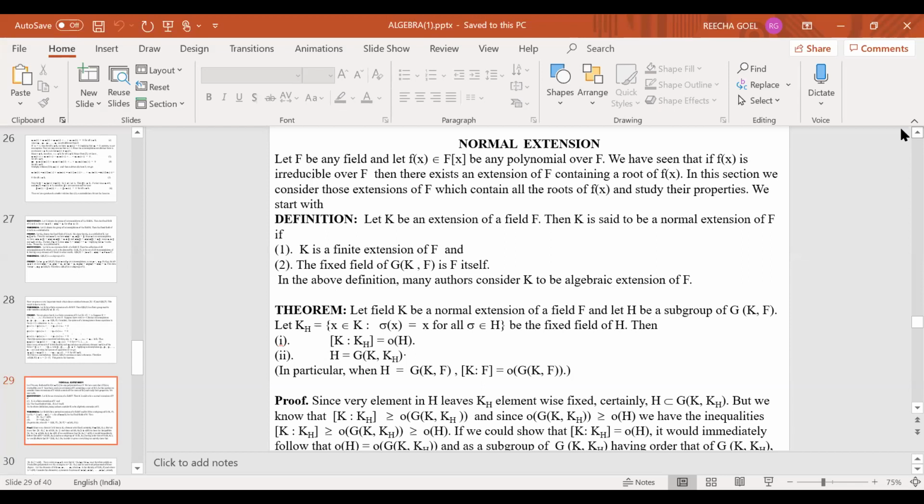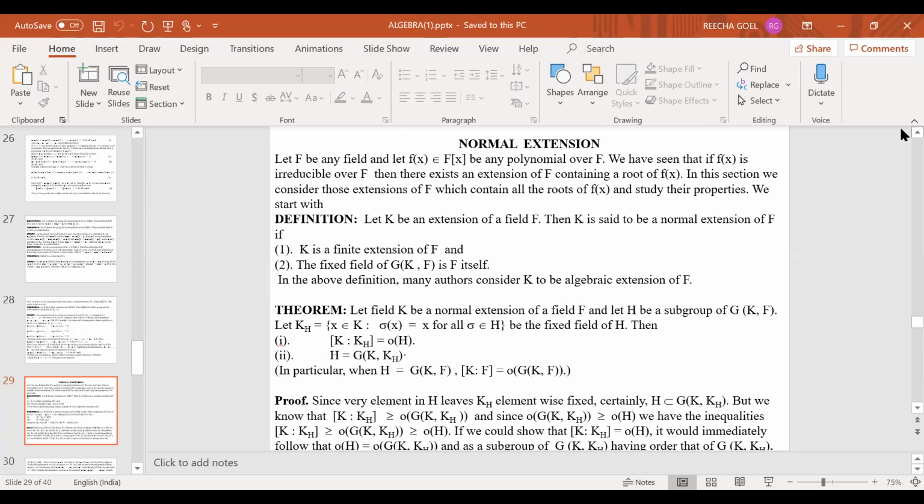So it simply says it is always with respect to a polynomial. Let F be any field and let f(x) be a polynomial over F. Then we have seen that if f(x) is irreducible over F, then there always exists an extension containing all the roots of f(x). So in this section we are going to consider those extensions of F which contain all the roots of f(x), and then we shall study their properties.